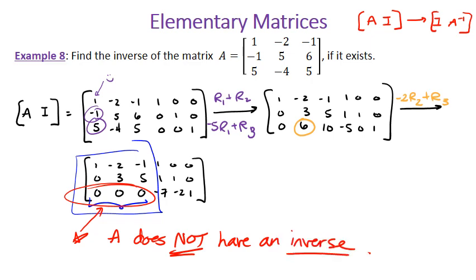So it would be absolutely pointless to proceed doing more row operations because you will never get this to become the identity matrix. So matrix A does not have an inverse, and this concludes this lesson.